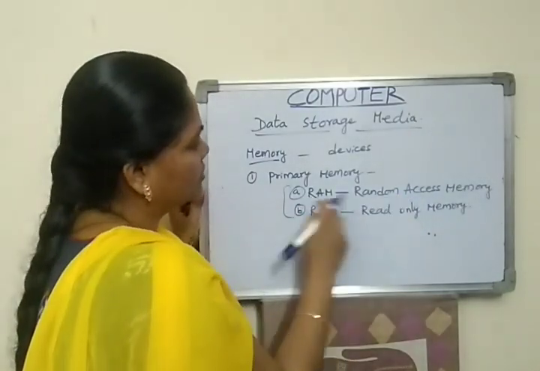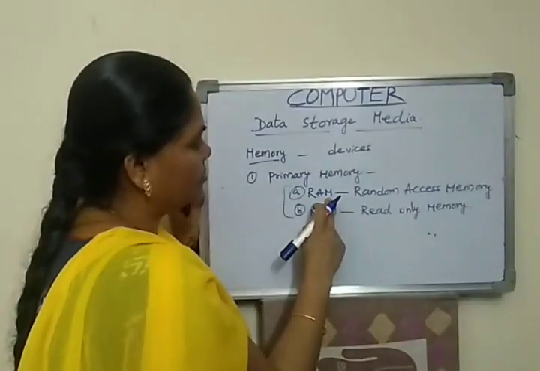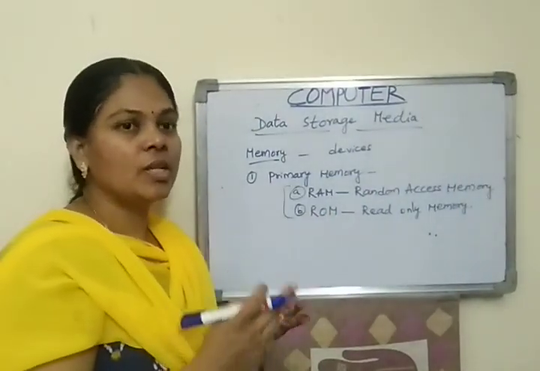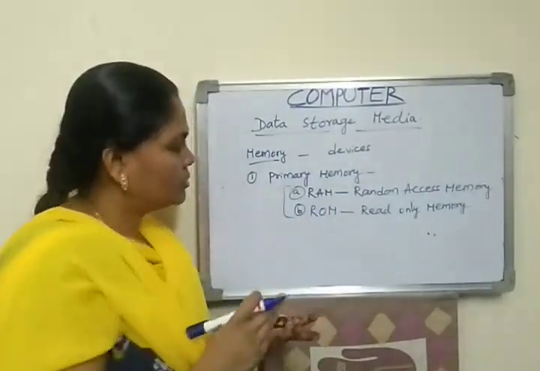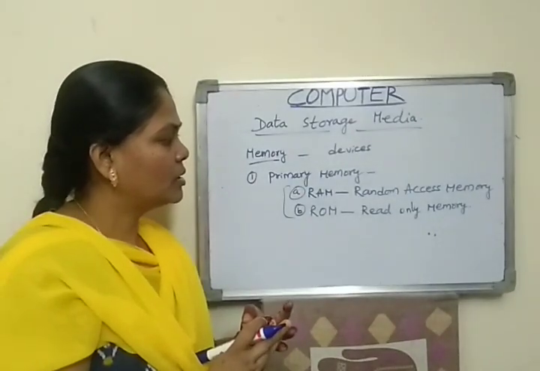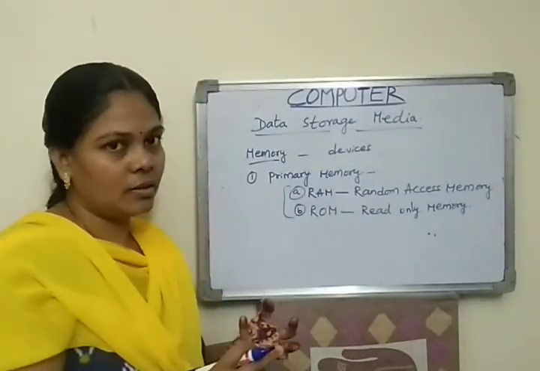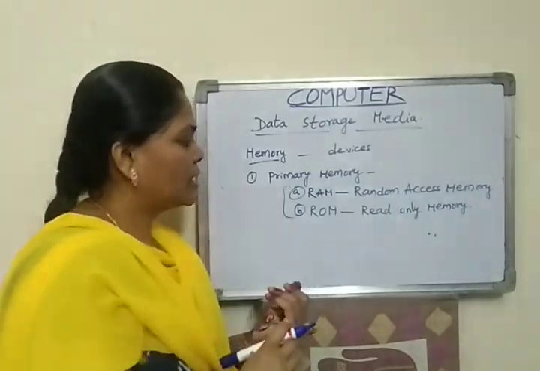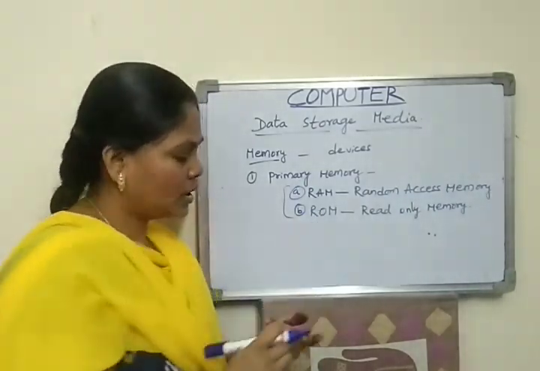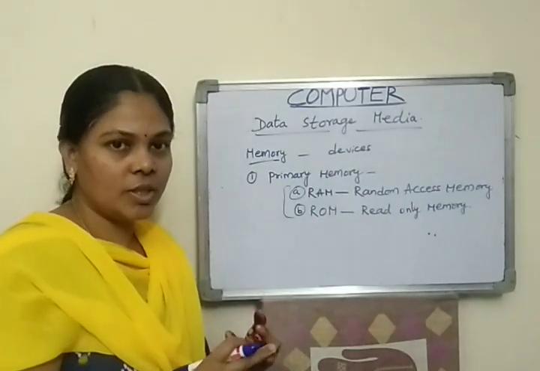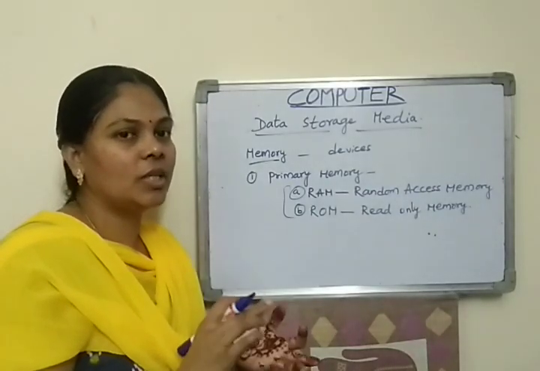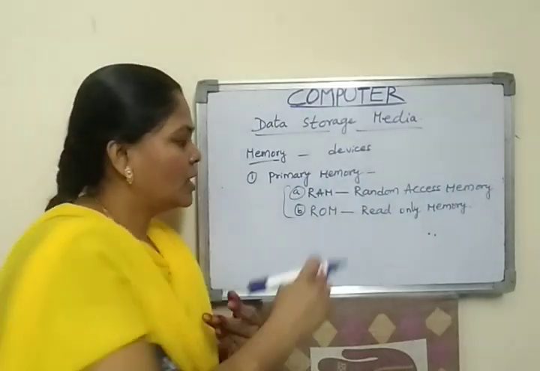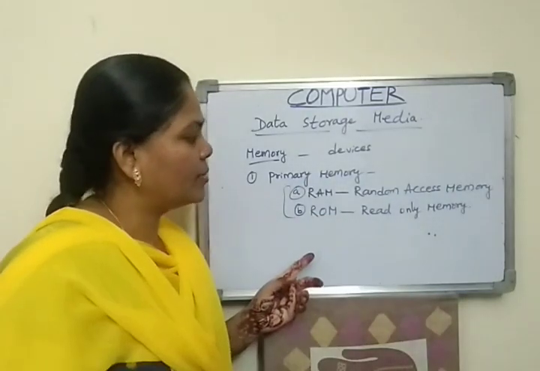RAM, it can be accessed by the CPU directly. It is a temporary storage, and whatever information you write in that, you can erase and you can write it again. Next one is ROM. ROM is a read-only memory. Whatever information you write, you can only read. You cannot make changes to that information. And this ROM is a permanent memory.